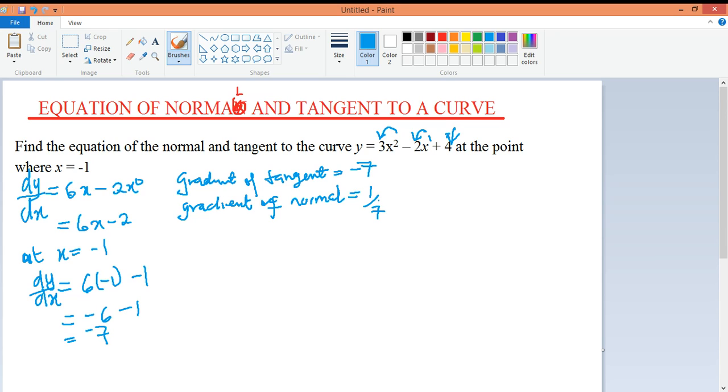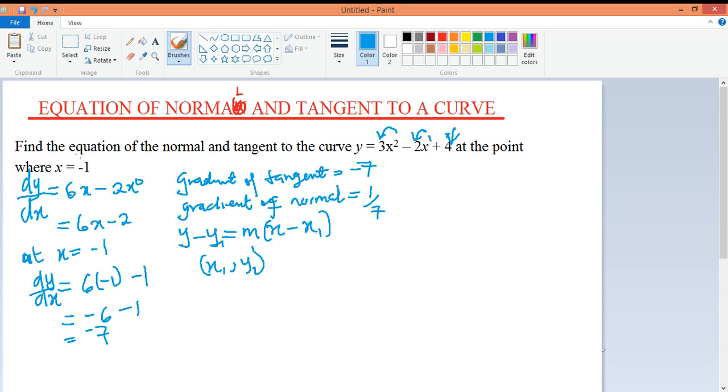In order to find the equation of any line, the formula is y minus y1 equal to m, where m stands for the gradient, times x minus x1, where (x1, y1) is a coordinate on that particular line. So we need to obtain the coordinate x1, y1.